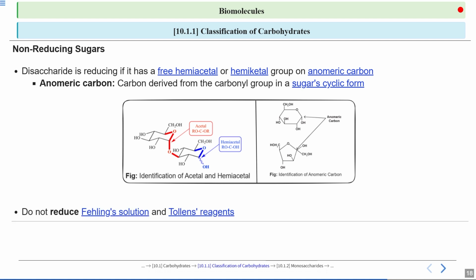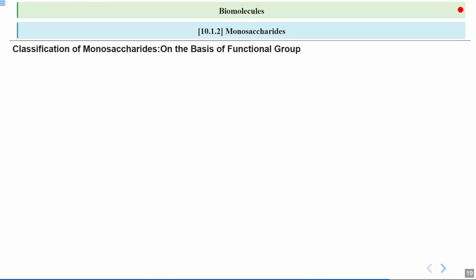Now, non-reducing sugars do not reduce Fehling solution or Tollens reagent. This means they can't donate electrons to these chemical tests, so they don't produce the color change that reducing sugars do. So this is a key way to distinguish between reducing and non-reducing sugars. Non-reducing sugars do not reduce Fehling solution and Tollens reagent.